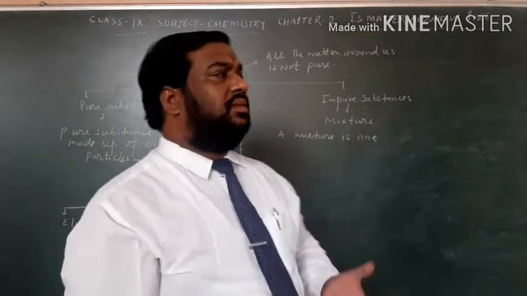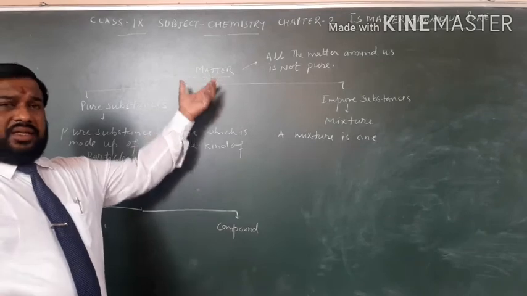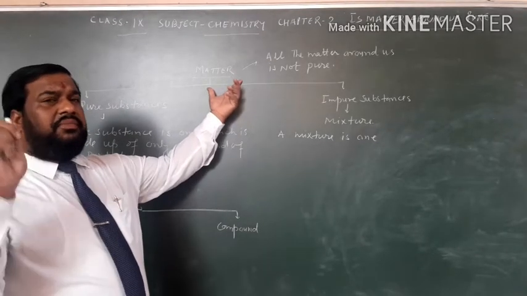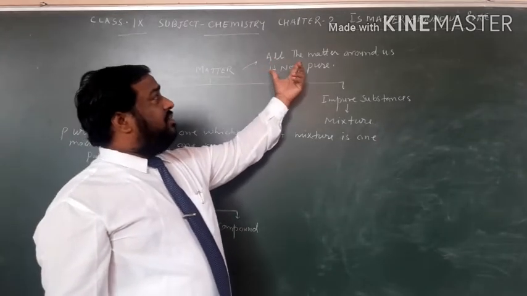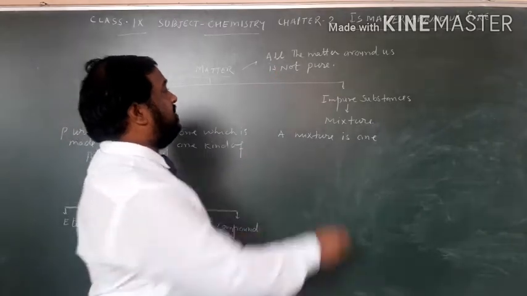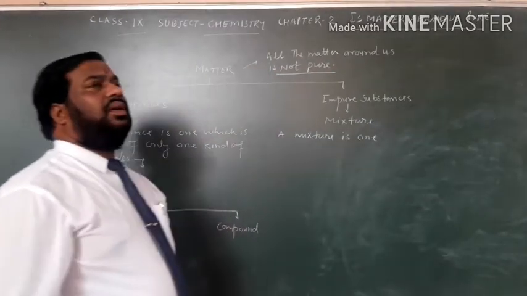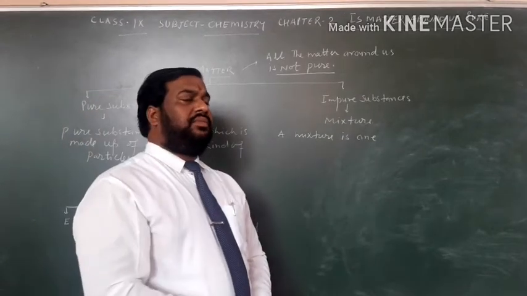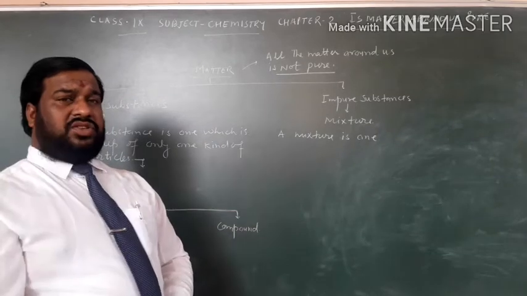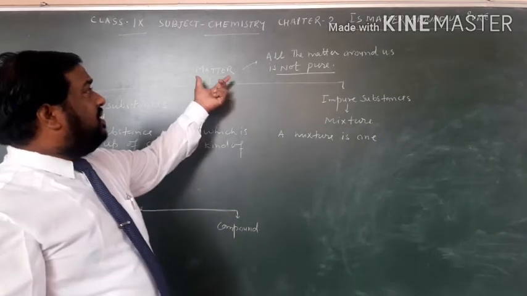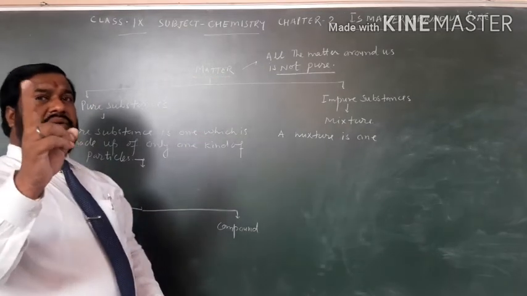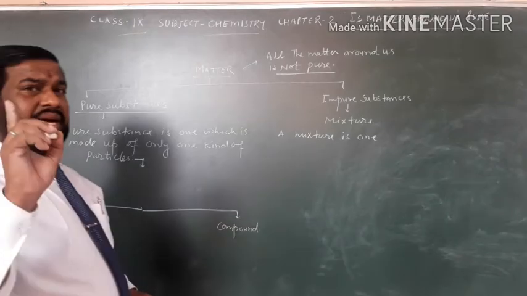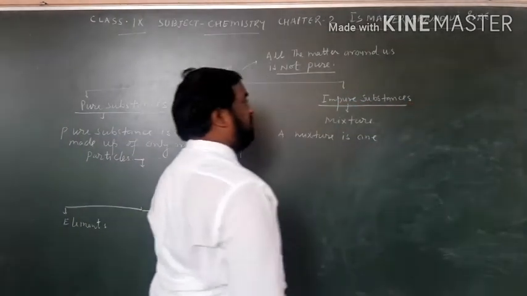So in this section, we ask whether the matter present in our surroundings is pure or impure. Here, all the matter around us is not pure. It means the matter present around us is not in a pure form. So on the basis of pure and impure, matter is divided into two parts. One is pure substances and the second is impure substances.